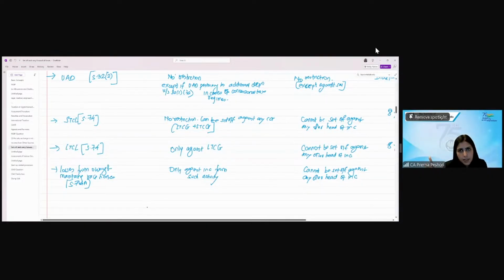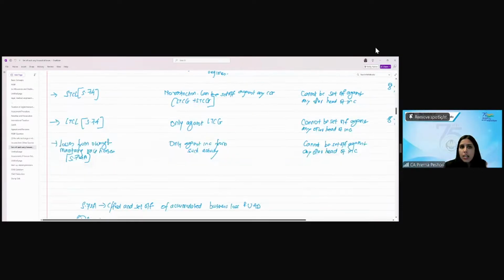First current year depreciation, then brought forward business losses, then unabsorbed depreciation. Because see, if you set off first UAD, then the business losses have the time limit of 8 years. So current year depreciation you will set off first, because this is the current year depreciation, right? Then the second priority comes to the brought forward business loss. And then UAD you can carry forward indefinitely. So the last priority is given to UAD. Clear?